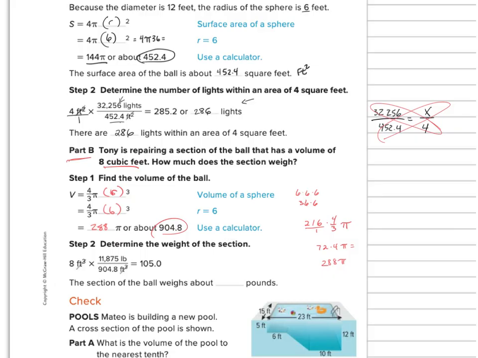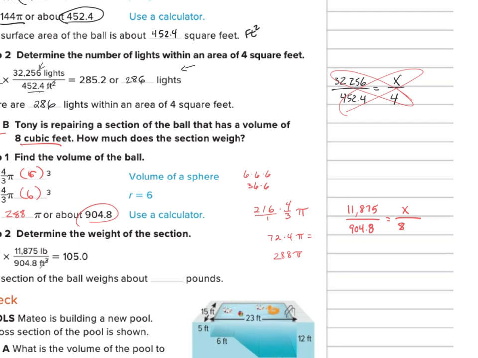Now, weight. Calculating the weight, sorry. Determine the weight of the section. Okay, so we have the entire ball, right, which is 11,875. The entire ball and its volume is equal to some weight over the 8 cubic feet of volume.